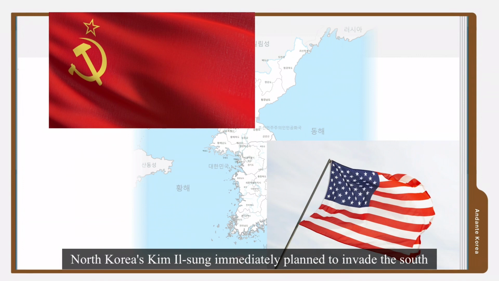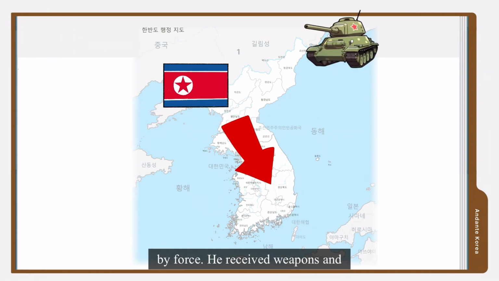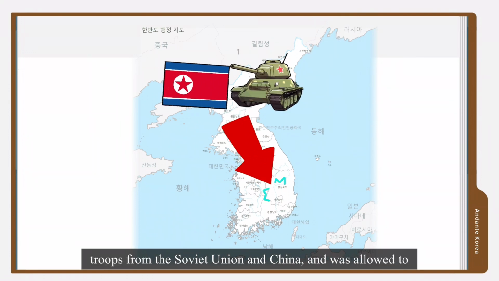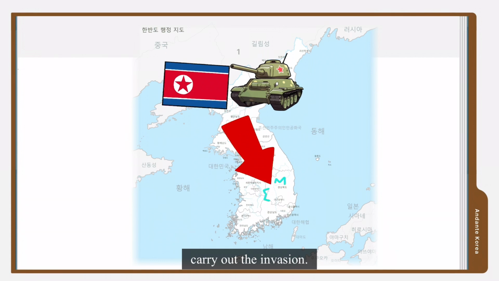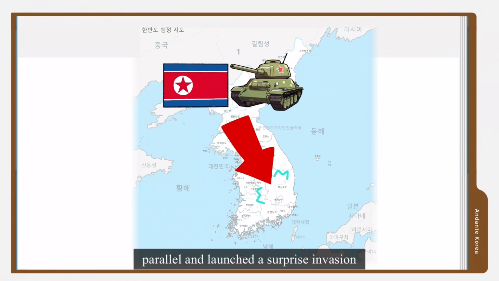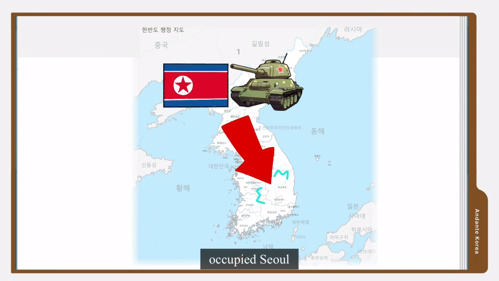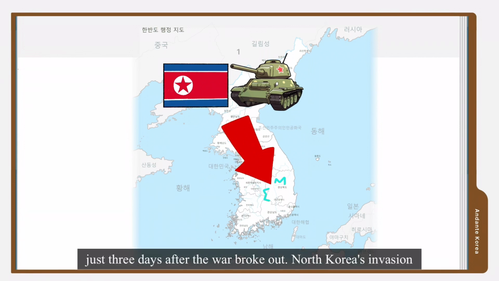North Korea's Kim Il-sung immediately planned to invade the South by force. He received weapons and troops from the Soviet Union and China, and was allowed to carry out the invasion. At 4 a.m. on June 25, 1950, North Korea crossed the 38th parallel and launched a surprise invasion into South Korea. The North Korean military, supported by Soviet tanks, occupied Seoul just 3 days after the war broke out.